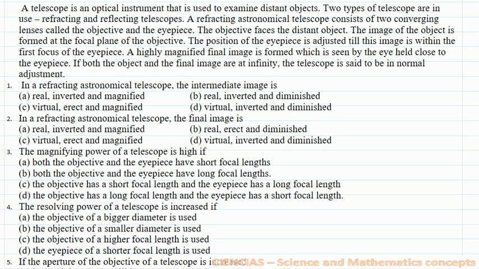Hello students, here we are solving the question which is based on case study. The question here is: a telescope is an optical instrument that is used to examine distant objects. Two types of telescopes are in use, refracting and reflecting telescope. A refracting astronomical telescope consists of two converging lenses called the objective and the eyepiece.